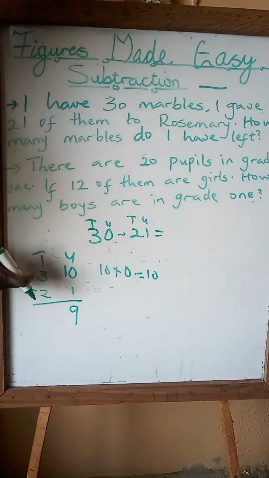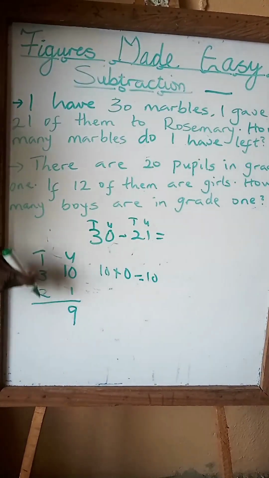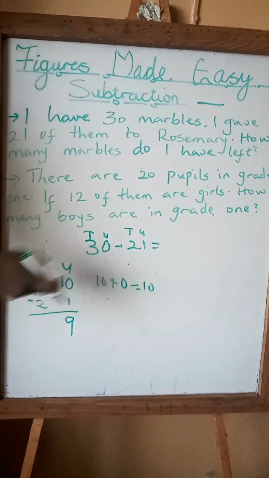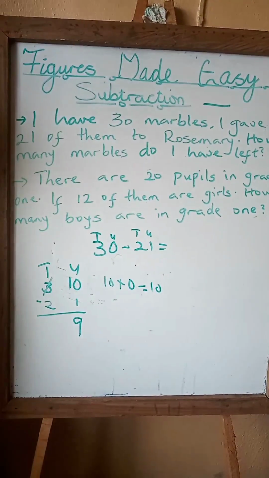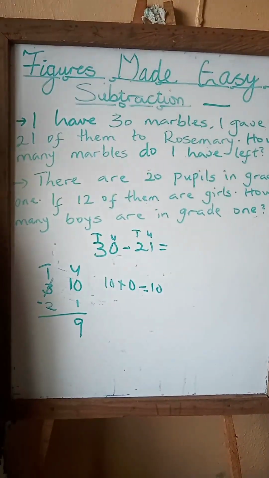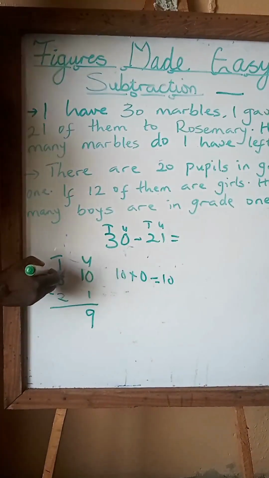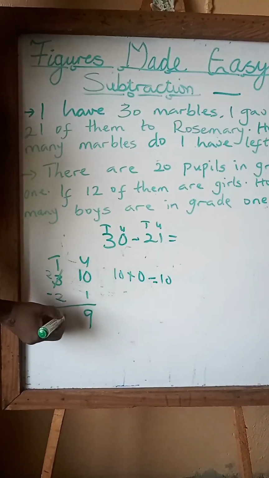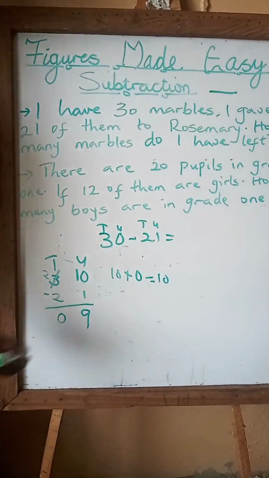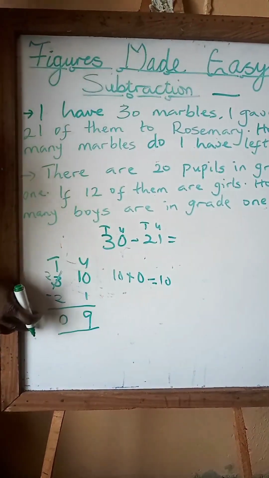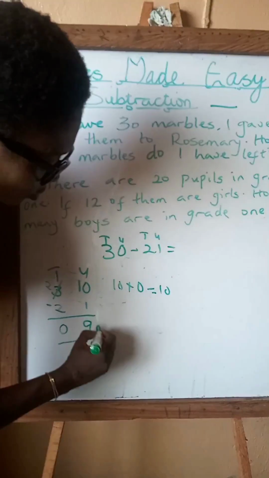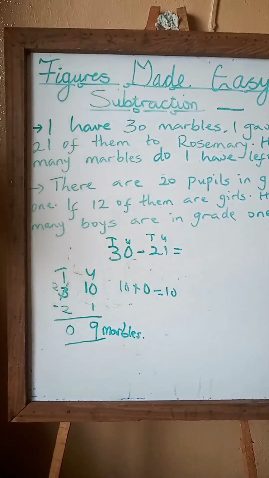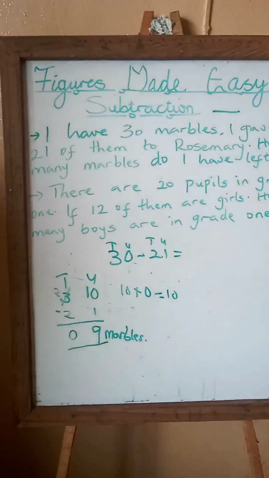Remember, I already took 1 ten from this 10. So how many do I have left? 3, backward. I'm going back 1 because I took 1. So backward, before 3, what number do I have? 2. So now what do I have? 2 take away 2. It is what? 0. So how many marbles do I have left? I have 9 marbles. I hope you understand.